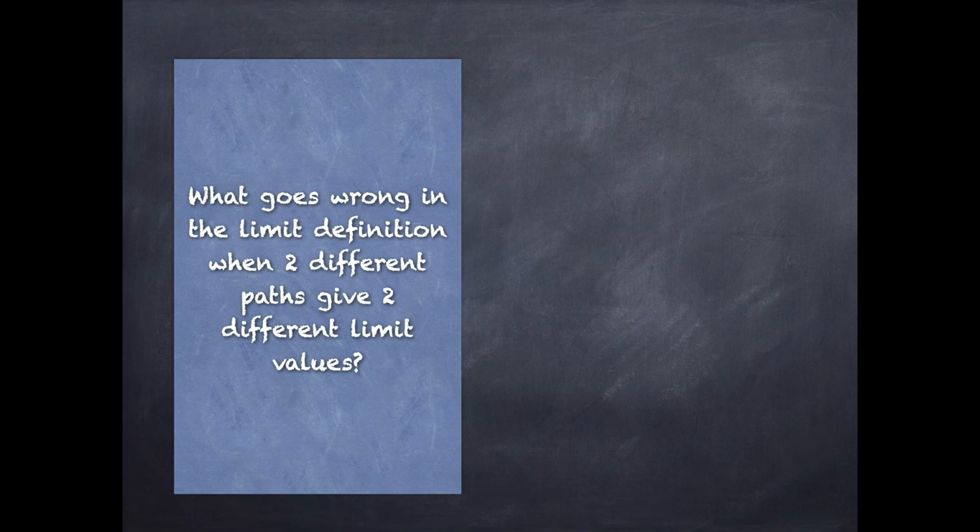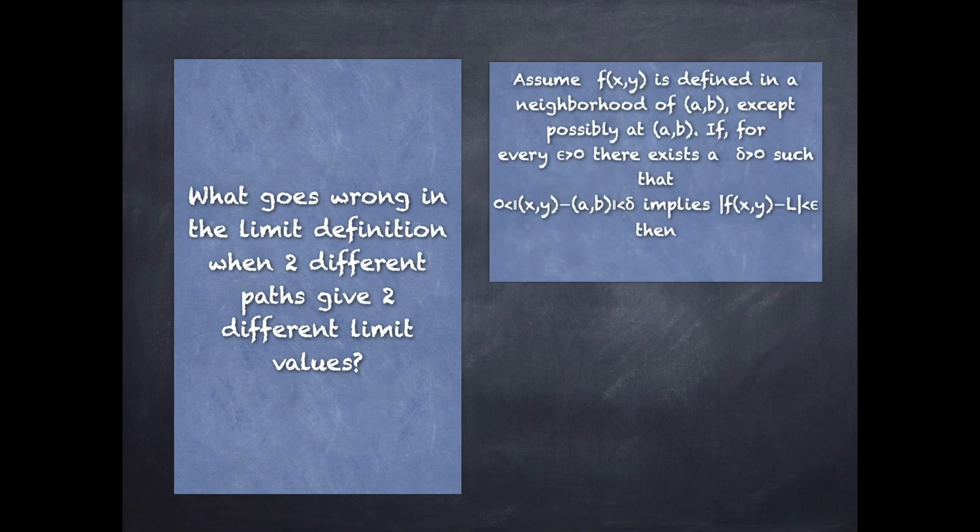But what goes wrong in the limit definition when two different paths give two different limit values? This definition tells us that the distance between f of xy and L can be made arbitrarily small by making the distance from xy to AB sufficiently small but 0. But it only refers to the distance from xy to AB. It does not refer to the direction of approach. So if the limit exists, f must approach to the same limit no matter how xy approaches to AB.